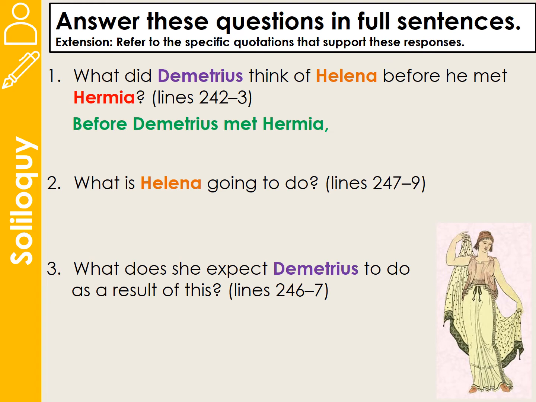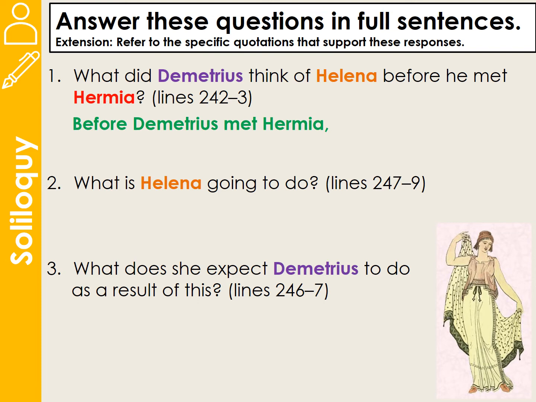If you'd like to, you can use specific quotations for the extension task to justify and prove each of your ideas. So for question 1, what did Demetrius think of Helena before he met Hermia? So before Demetrius met Hermia, and so forth, what is Helena going to do, for number 2? And finally, for number 3, what does she expect Demetrius to do as a result of this?